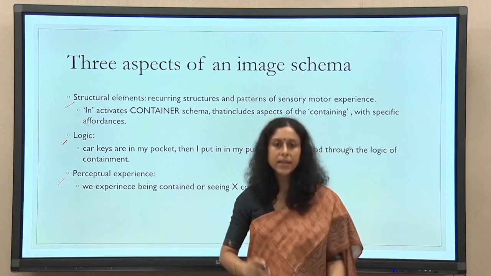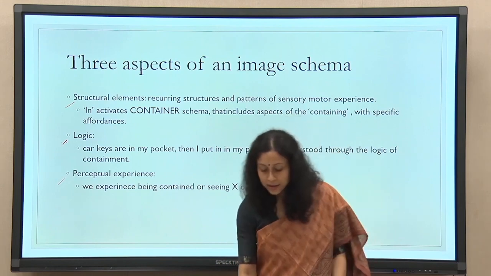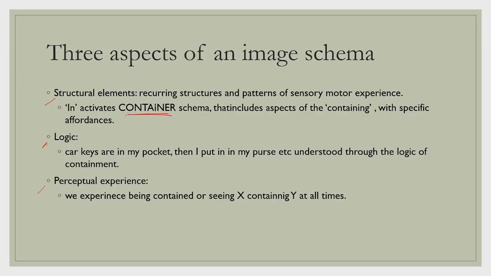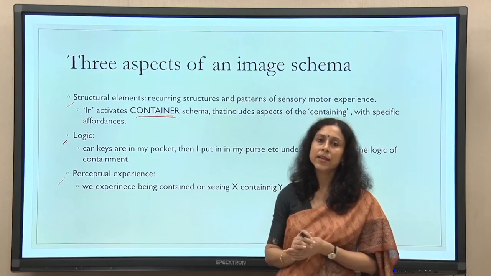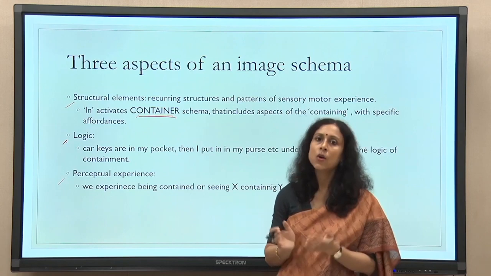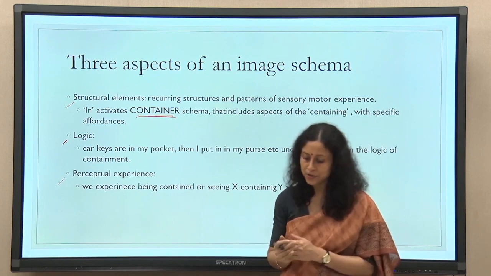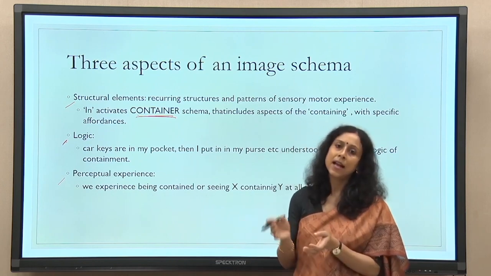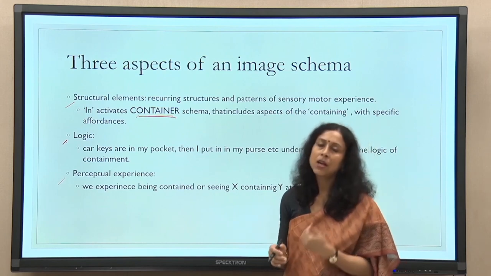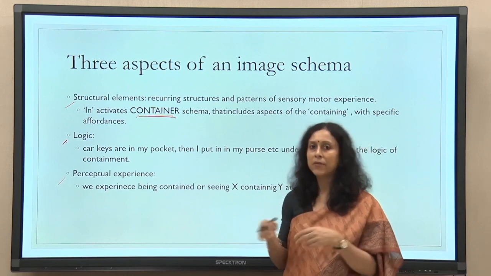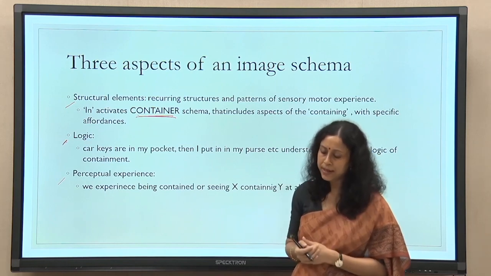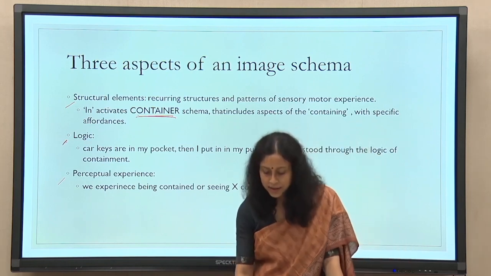For example, the word in activates the container schema. So when you say that the research and development section is in the administrative building, the administrative building is a larger entity which houses the research and development section. So this is inside, one is in another. This is a container which has a boundary, and within that boundary the second object. The R&D office is within the boundary of the administrative building, and so on and so forth. So this is what is called a container image schema.